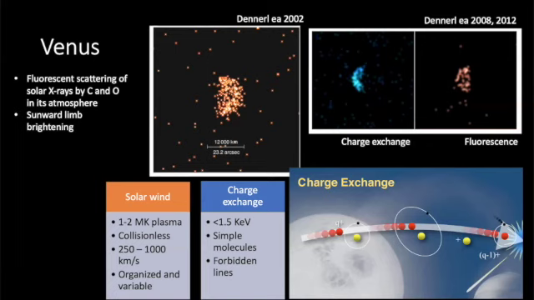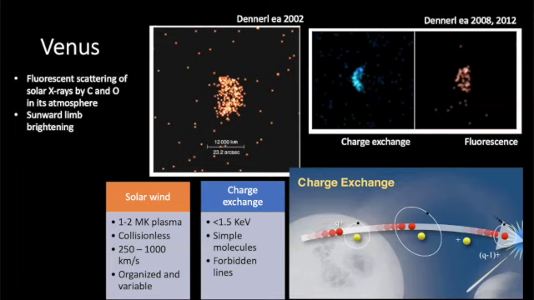Now, Konrad Dennerl did a really nice experiment where a couple of years later, he went back to observe Venus, and he did this during solar minimum, when the sun emits a lot fewer X-rays. And by carefully selecting the wavelengths on which different processes emit, he was able to create images of Venus in first charge exchange emission on the left here, and then in the fluorescence emissions, which I just explained to you, on the right here.